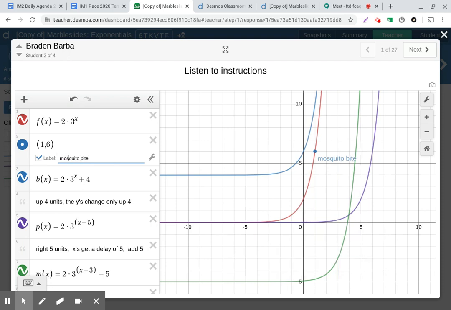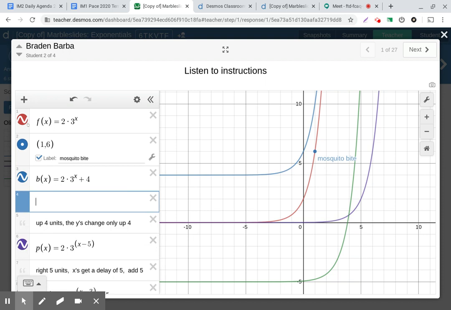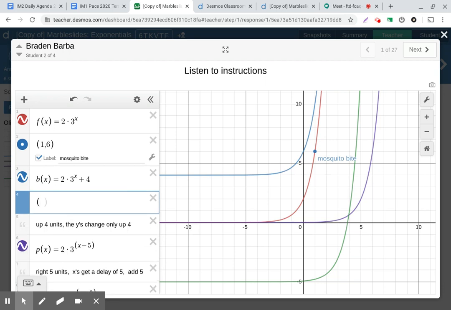All right. So where is b of x's mosquito bite? Press plus and expression. Where exactly is the blue's mosquito bite? What coordinate? Now look at what you wrote underneath. What did you write underneath, Braden, for B? 4 units. The Y's change up 4.